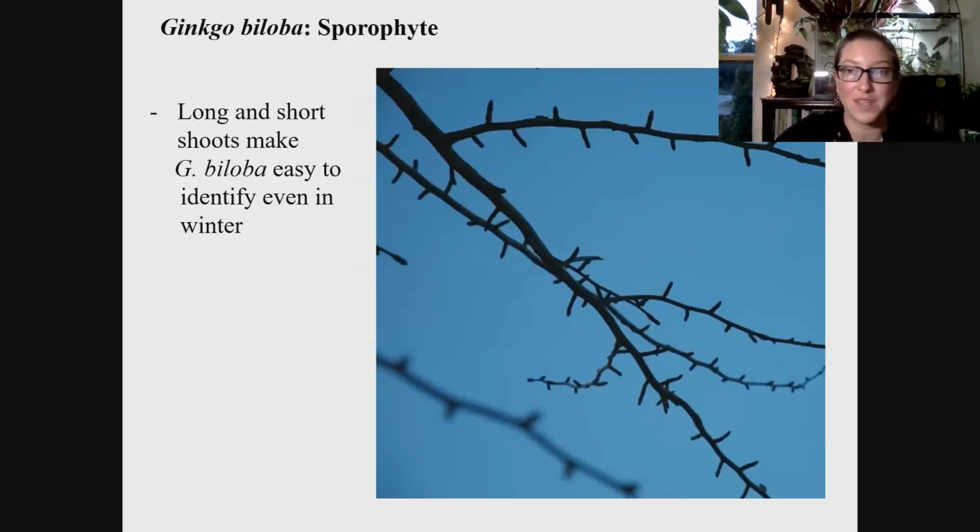What's cool about this is that because of these long and short shoots, even in wintertime when the plants don't have any leaves on them, it's super easy to identify ginkgo. I can see a tree 2 blocks away and know that it's a ginkgo tree because of this peg-like look to the branches, because it makes them very easy to identify in wintertime.